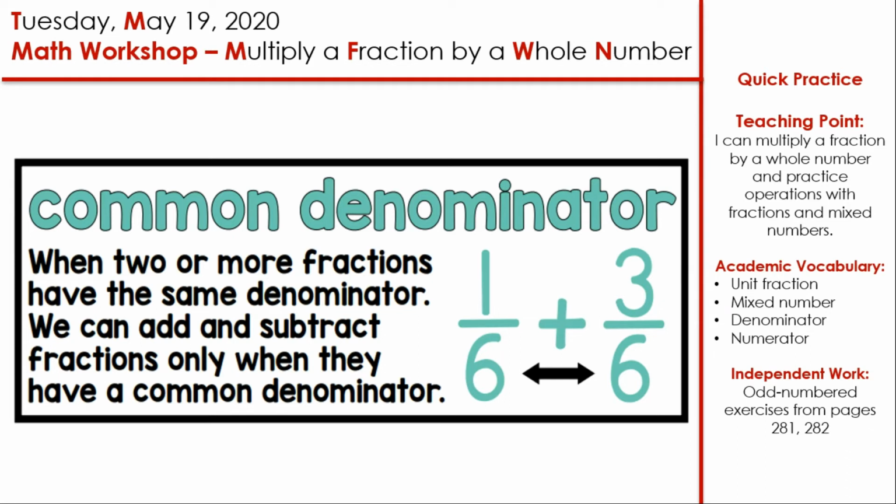So when is this? When two or more fractions have the same denominator, we can add and subtract fractions only when they have a common denominator. That means that if two denominators, right at the bottom, are the same, you will be able to complete or actually to solve any addition or subtraction operation.